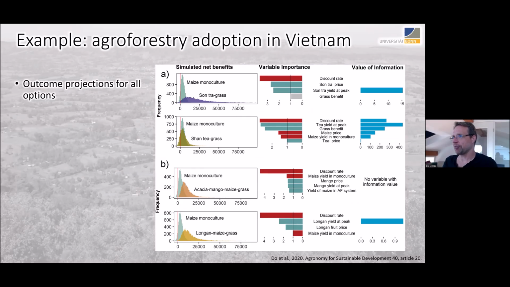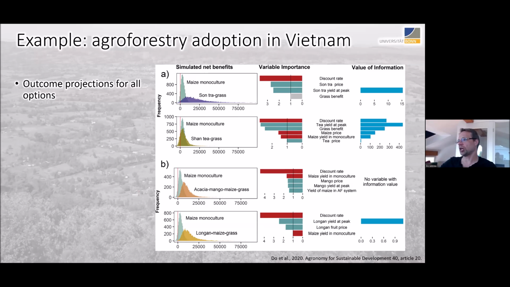So we can see that the maize is almost certainly going to generate some sort of profit, but it's actually a relatively low profit. So these are all relatively close to zero. Whereas the tree-based systems, especially when you look at the lowest graph here, the longer maize grass system, can actually generate much higher returns in the long run.